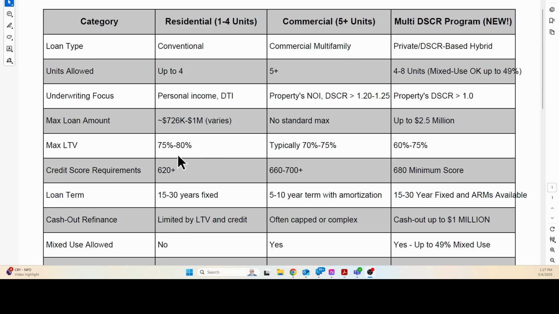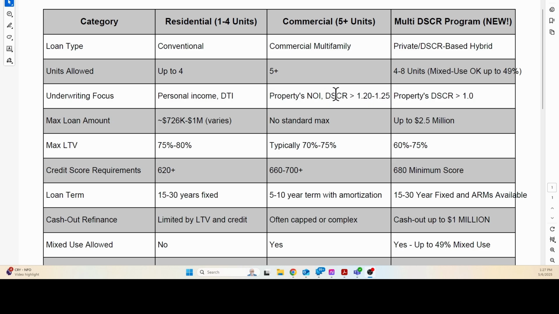Now let's get over to the commercial loan, because if your property is more than 4 units, you're most likely going to have to go to commercial before we introduce this program. So the commercial loan, here's what you have. You can go 5+ units. The property has to break down its financials, and you're going to have to give rent rolls, tax returns, everything else. Plus the property also has to have a debt service coverage ratio of 1.2 or more.